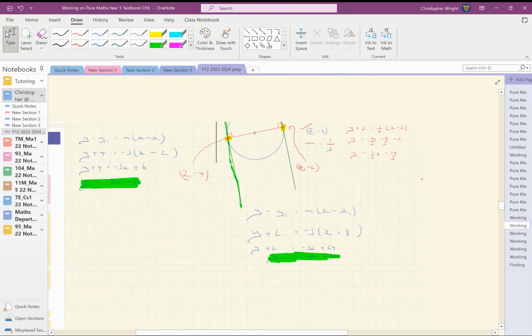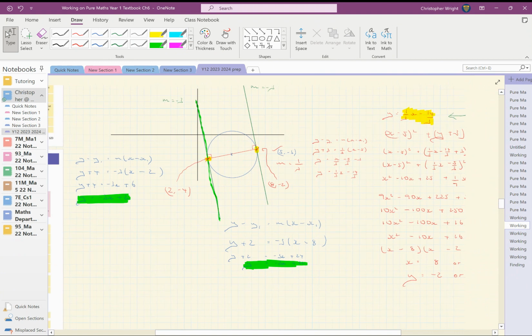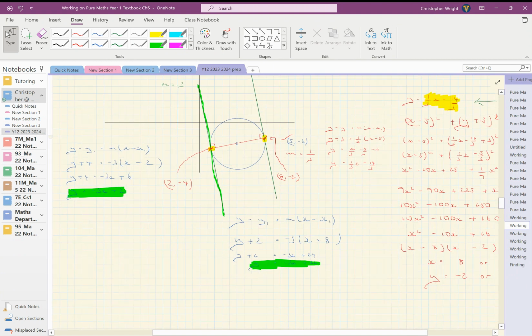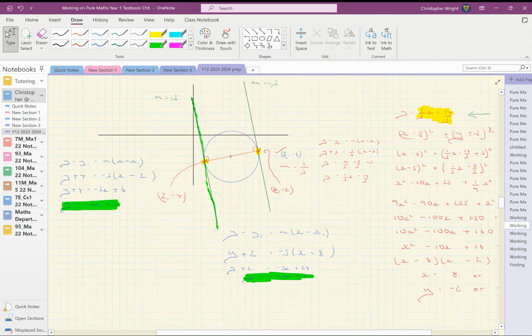So there is my rather long solution to that example.